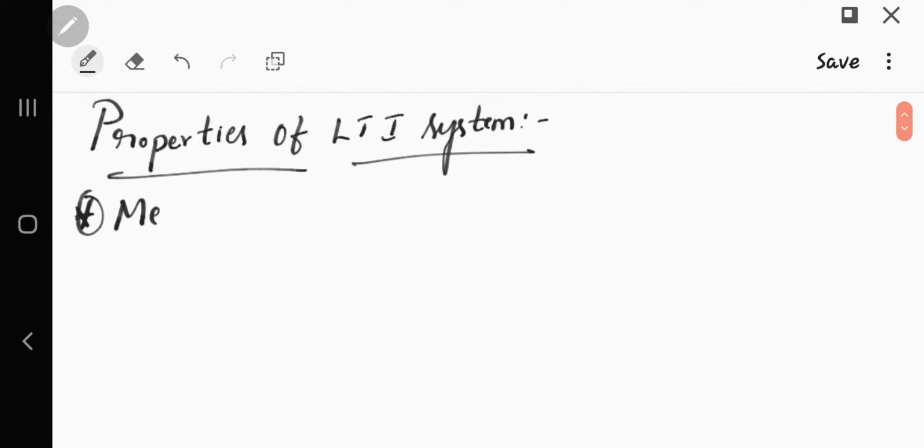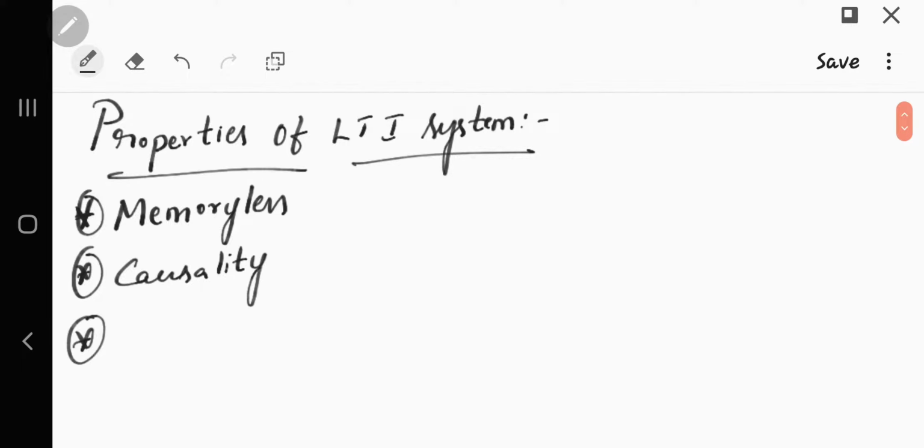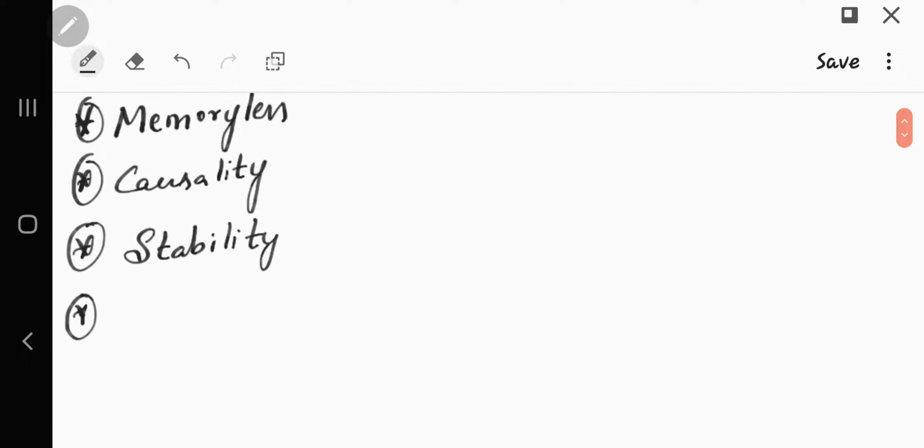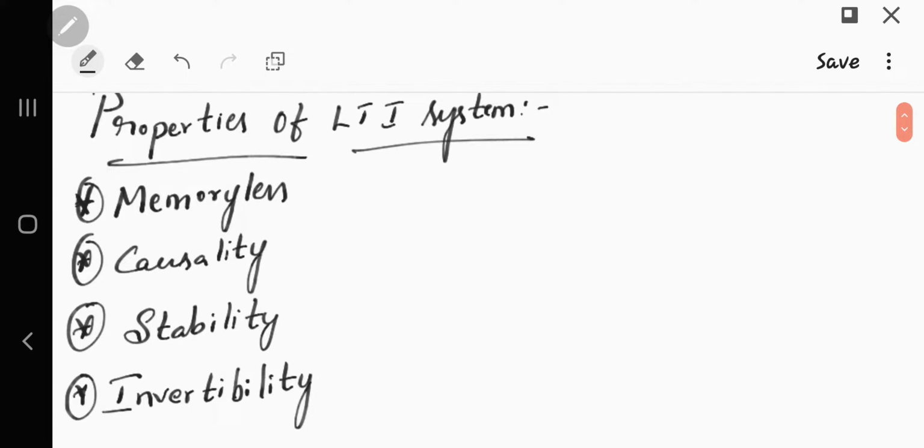First one is memoryless, second one is causality, stability, and invertibility. So these are the 4 properties that we are going to discuss: memoryless, causality, stability, and invertibility.